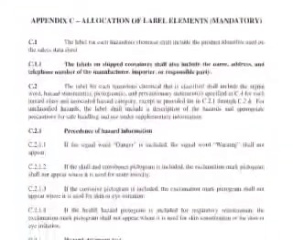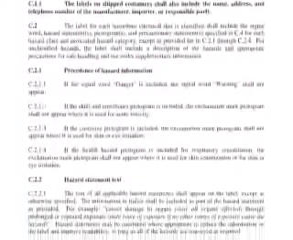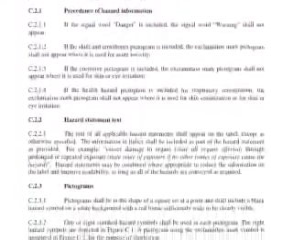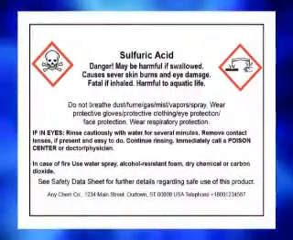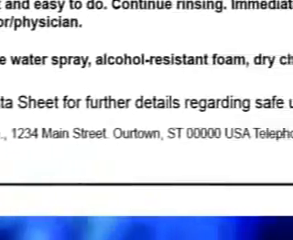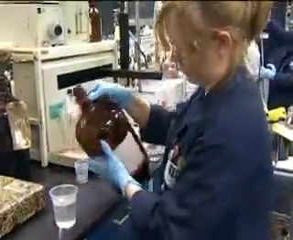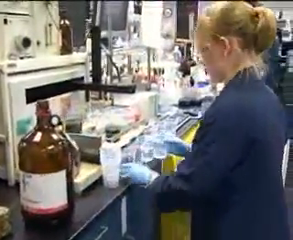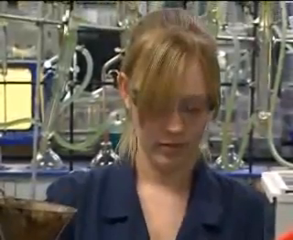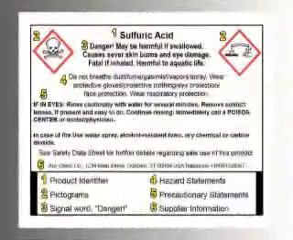OSHA mandated Appendix C of the HCS to guide them on the correct information to place on chemical labels. The label must be prominently displayed in English on each container and must include the name, address, and telephone number of the manufacturer, importer, or other responsible party. Employees should know how to read chemical labels and understand the information presented before dealing with hazardous chemicals. As mandated by OSHA, certain information is required on all chemical labels.